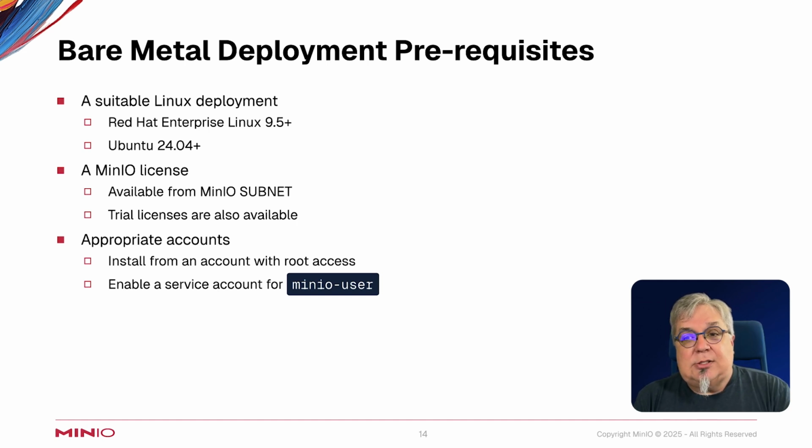Red Hat Enterprise Linux 9.5, Ubuntu 24.04, those are great options. Those are supported options. The MinIO license has to be available from Subnet. You can also get a trial license if you want to just try this out.